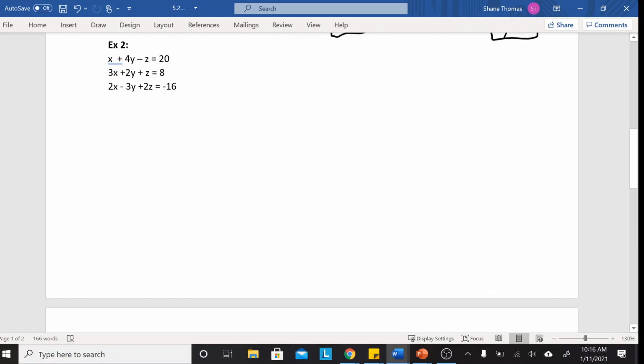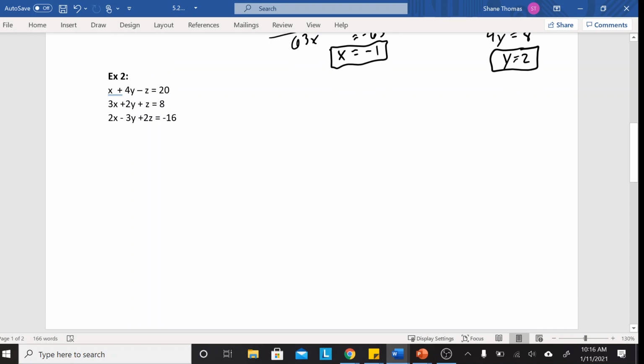All right, let's look at another one here. So this guy here: x plus 4y minus z equals 20, and 3x plus 2y plus z equals 8. And then finally, 2x minus 3y plus 2z equals negative 16. All right, so let's do the same process we did before. Set them up. Let's find 2 equations, 2 variables, solve that guy, and then plug new stuff back in the original. So let's take 1 and 2.